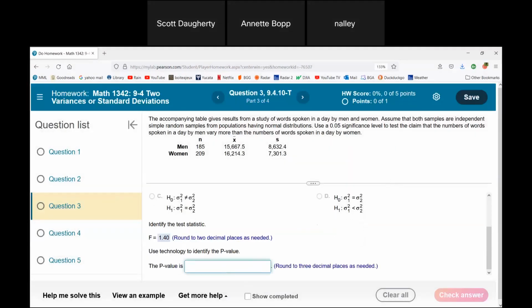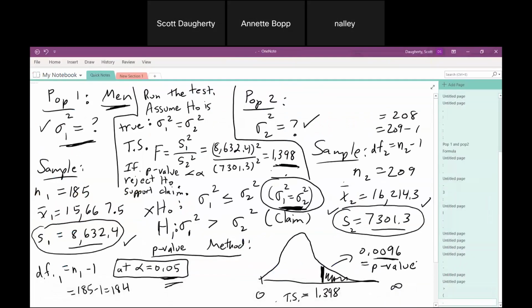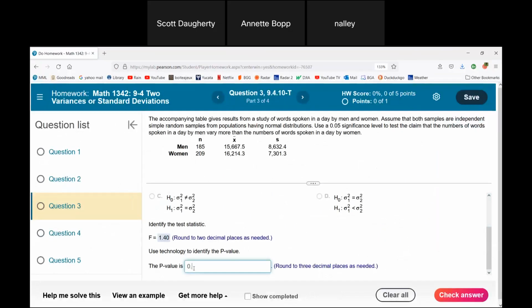And then the p-value is 0.0096. But if you round it to 3 decimals, this would round to 0.010. Sorry, that 0.01, so you'd round this to 0.010. All right, so that's your p-value.